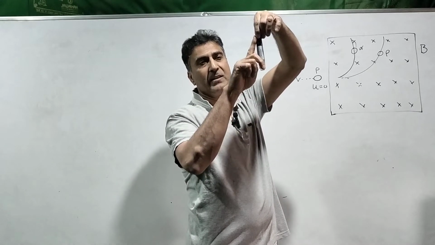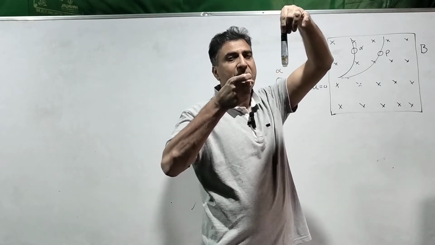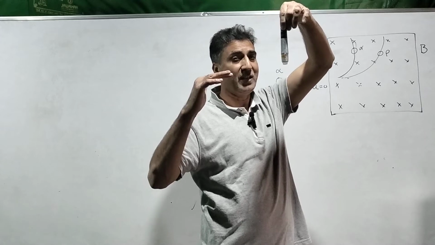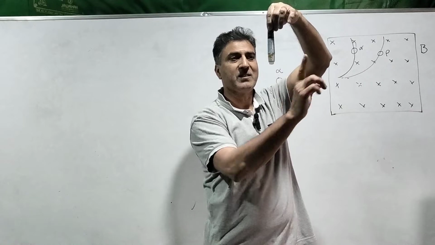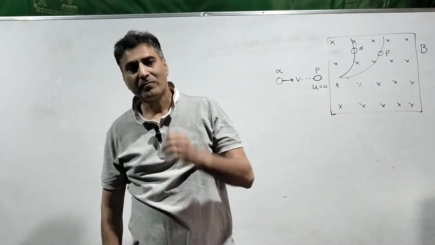So if the magnetic field is like this and the positive charge is projected in the field, the positive charge will move in such a way that it will produce its own magnetic field opposed to this field. So the positive charge will move like this, in this direction, so that the positive charge creates a magnetic field downwards.